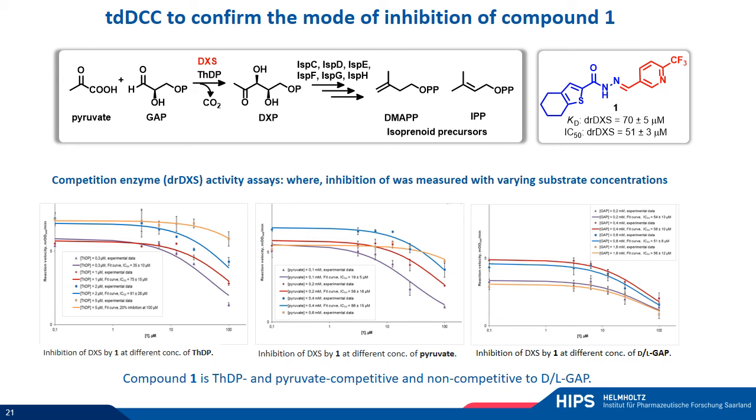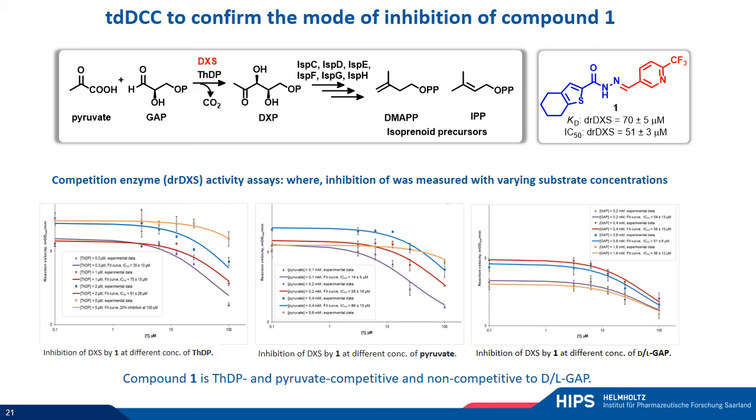To obtain information about the mode of inhibition of these inhibitors, we selected representative compound 1 for this study, and we performed a competition enzyme activity assay where inhibition of DrDXS was measured with varying substrate concentration. The concentration of cofactor thiamine diphosphate had a strong influence on inhibitory activity of compound 1, which was shifted to a higher micromolar value when we added more thiamine diphosphate.